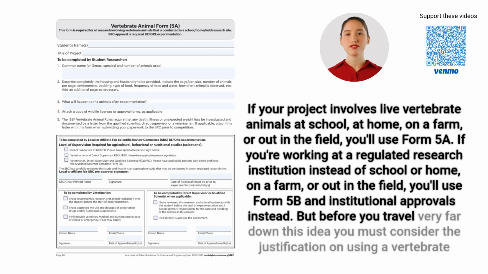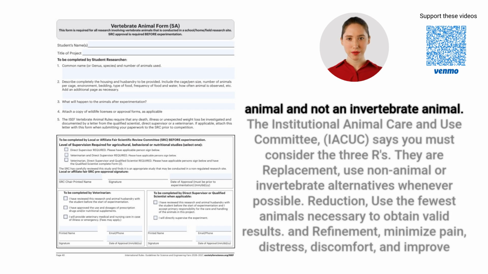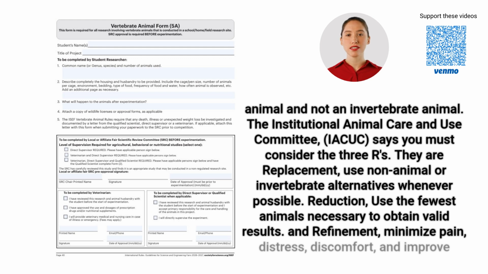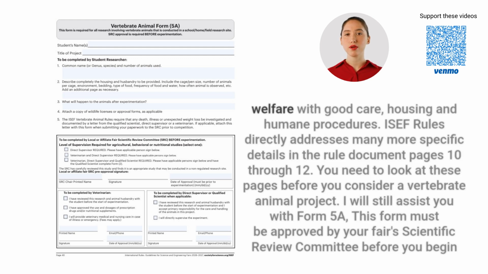But before you travel very far down this idea, you must consider the justification on using a vertebrate animal and not an invertebrate animal. The Institutional Animal Care and Use Committee, IACUC, says you must consider the 3 Rs. They are replacement, use non-animal or invertebrate alternatives whenever possible. Reduction, use the fewest animals necessary to obtain valid results. And refinement, minimize pain, distress, discomfort, and improve welfare with good care, housing, and humane procedures.